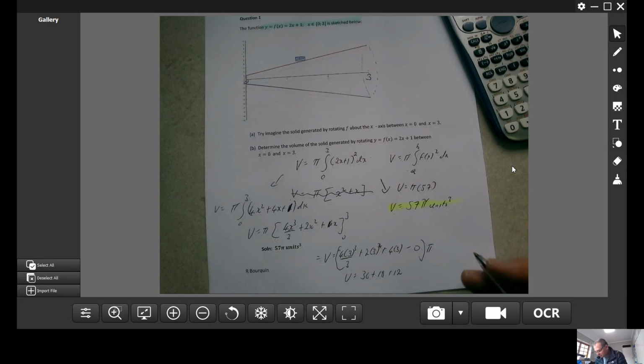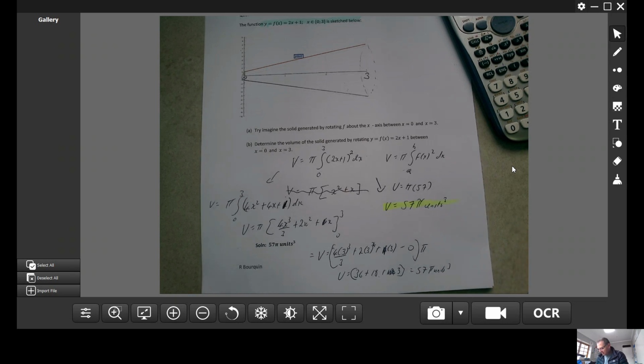Oh, that's another skill, being able to autocorrect. Okay, so plus 3. So it's going to be plus 3, which is 36, 44, 54, 57. Okay, so it's equal to 57 pi units cubed.